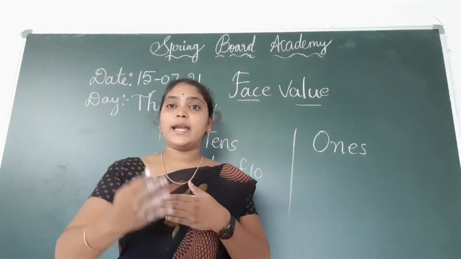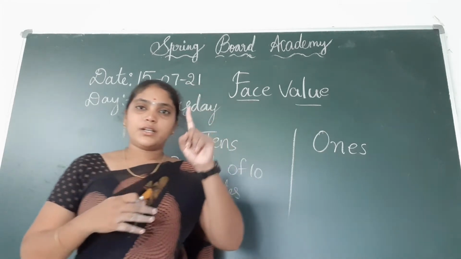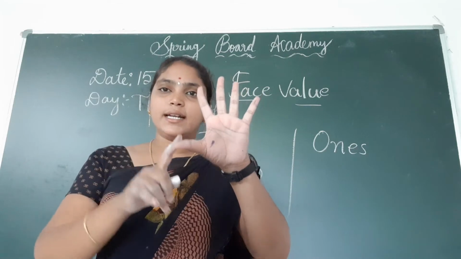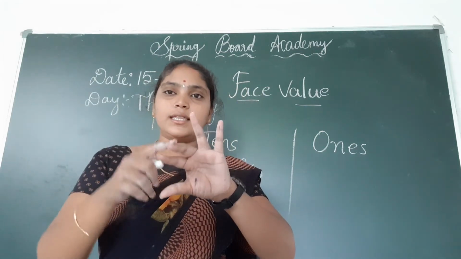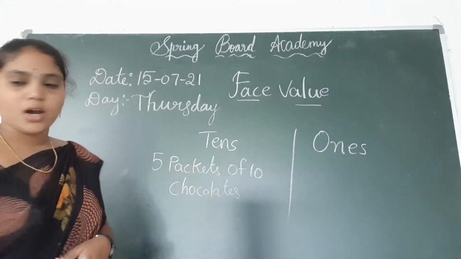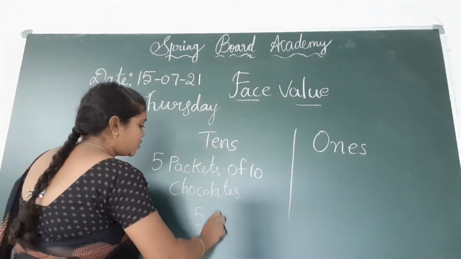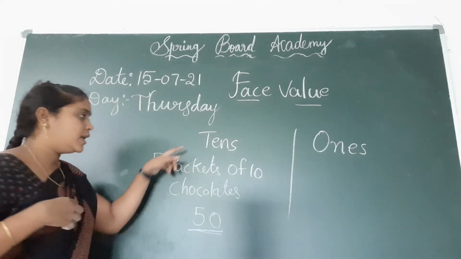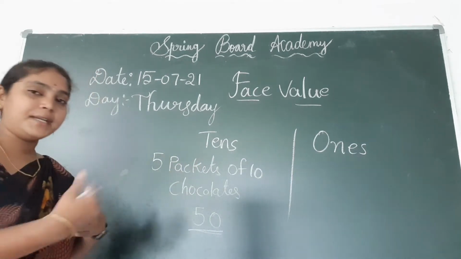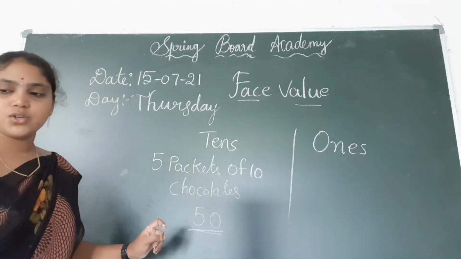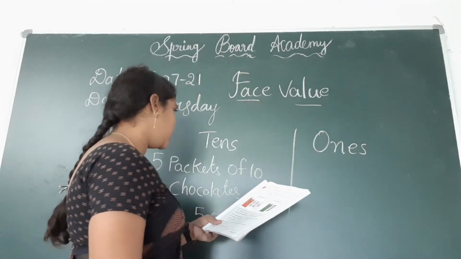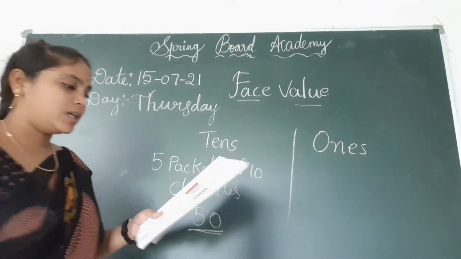So Raji put 5 times. So skip count by 10, total 5 times. Each time it gives 10 chocolates. 10, 20, 30, 40, 50. Okay, so Raji got how many chocolates? 50 chocolates. Why? Because, children, the tens machine gives 10 chocolates at a time. So that's why 5 times 10 is 50 chocolates.